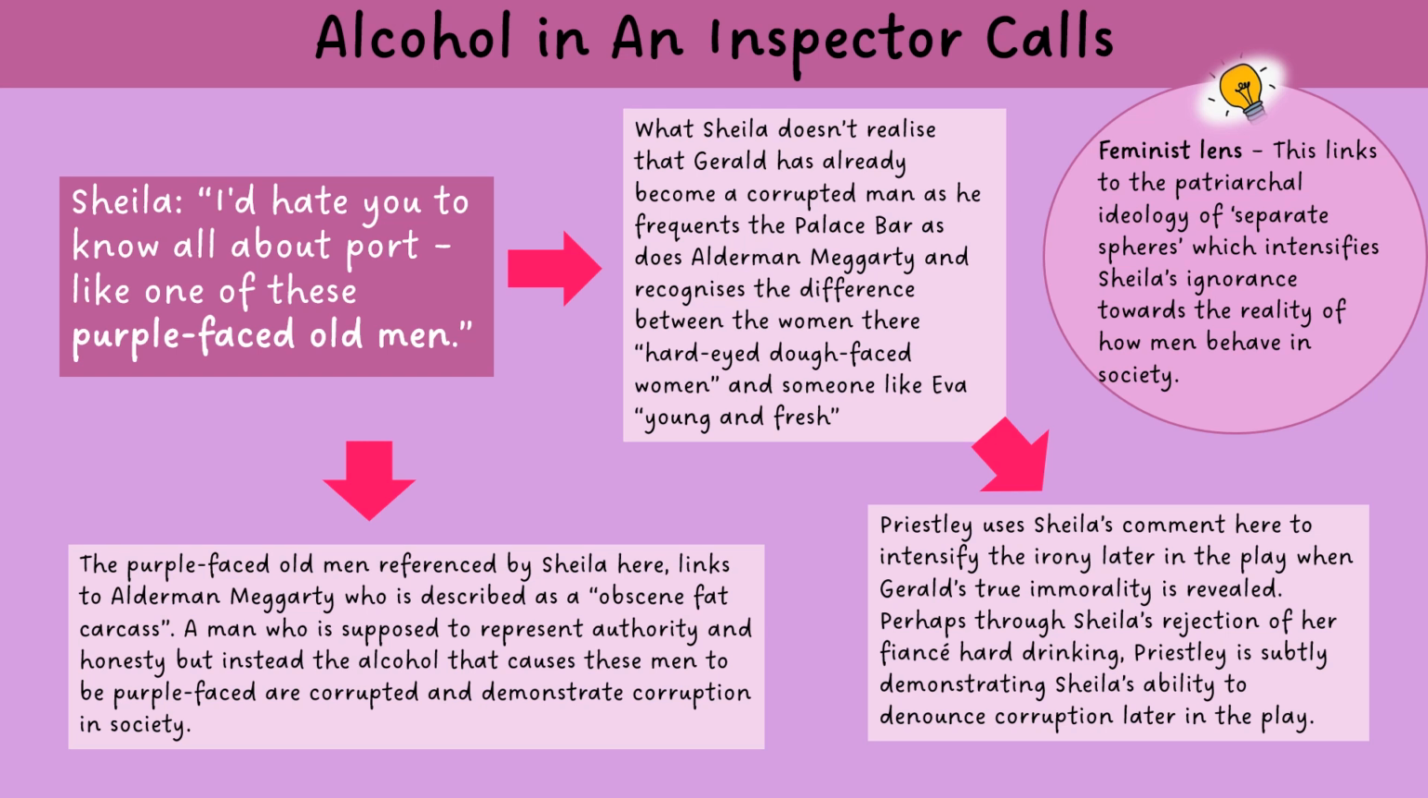He's the one who references the difference between hard-eyed, dough-faced women and the young and fresh in comparison to Eva. So there's a recognition that he's certainly very experienced at the Palace Bar, which therefore shows corruption. And then we've got this irony as well of Sheila at the very beginning of the play being used by Priestley to hint at the later corruption, which is yet to be revealed to us.